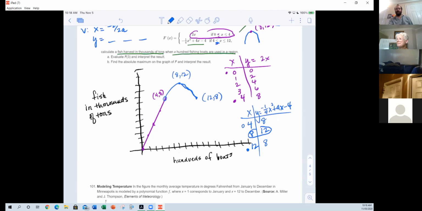So what does this mean as far as the fishing boats go? What's happening here? Where do they start? Where do they stop catching more fish and start actually? Once they get to like 800 boats, then it starts to go down. That's right. So it says find the absolute maximum and interpret the result.